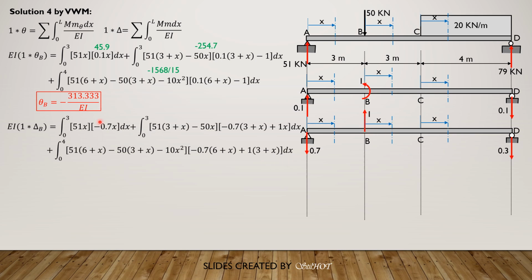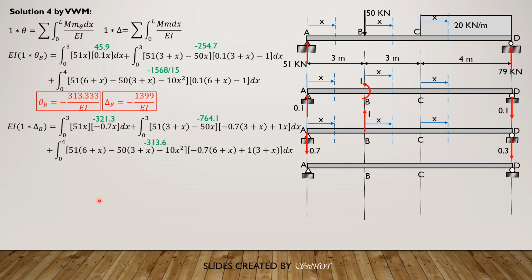So as before, I do not present the details of this integration, so I'll just give you the values. We have negative 321.3, the second integral is negative 764.1, and the third integral is negative 313.6. Combining, delta B is negative 1399 over EI as before. And finally, we have a unit couple at C. Then reaction at A times 10 equals 1. So again, this is 0.1 upward. Then at D, 0.1 downward.